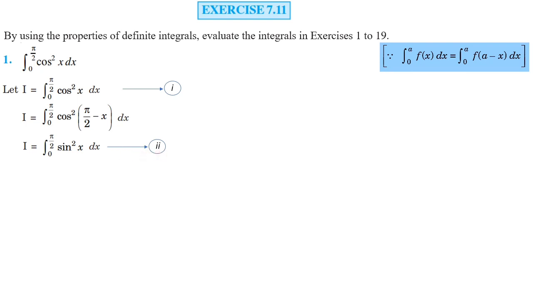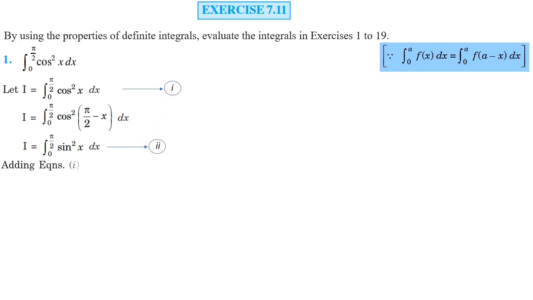Now the next procedure is to add equation number 1 and 2. But how did we get equation number 2? The function as it is, we took as I is equal to integral 0 to pi by 2 cos square x dx. Since the limit is from 0 to pi by 2, we use the property of integral 0 to a f of x dx, that is f of a minus x dx. So when we put a minus x, here pi by 2 minus x, cos pi by 2 minus x is sin x, and cos square of pi by 2 minus x is sin square x. That we label as equation number 2.